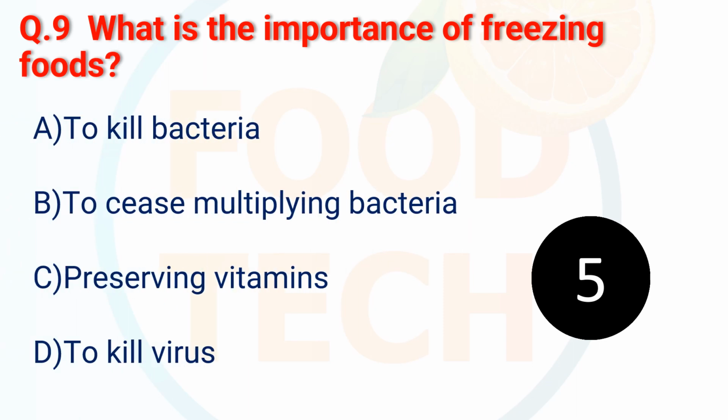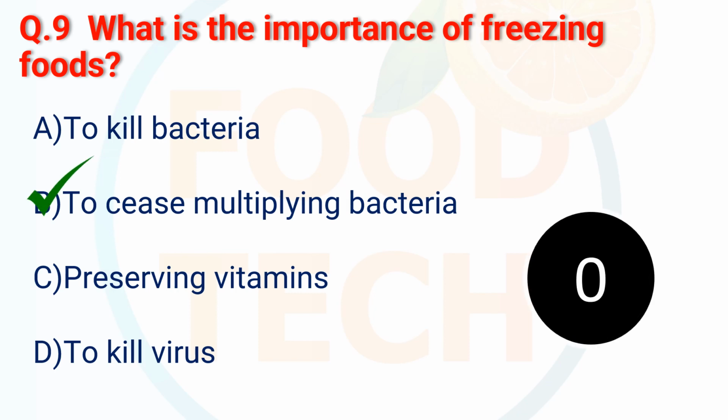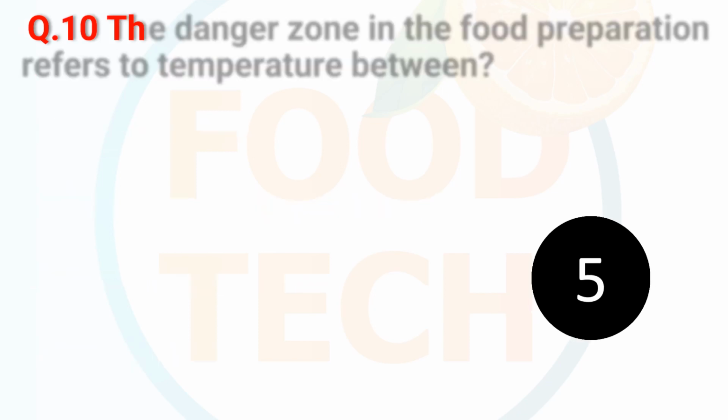Question 9. What is the importance of freezing food? A. To kill bacteria, B. To cease multiplying bacteria, C. Preserving vitamins, D. To kill virus. Answer is B. To cease multiplying bacteria.